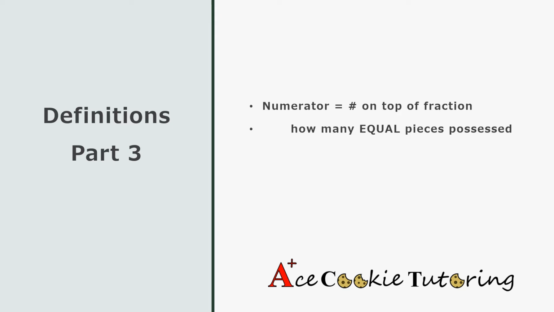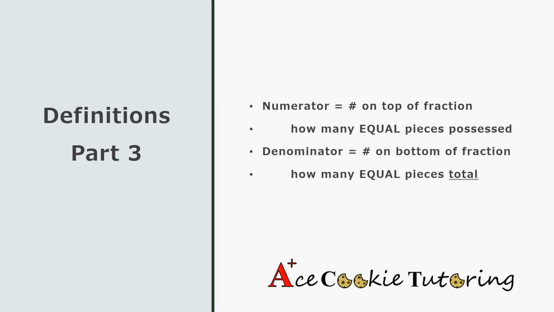Now, the denominator, on the other hand, is going to be the number on the bottom. Okay? So again, it has to be equal, just like the numerator, but the difference here is the denominator is how many pieces total. So if I cut my watermelon or my pizza into 8 slices, and they're all equal slices, so I can have a fraction, then however many slices total there are is the denominator, whereas however many I eat, or that someone takes away, that is going to be the numerator. So if you're a little confused, we're going to look at some examples here in just a second.